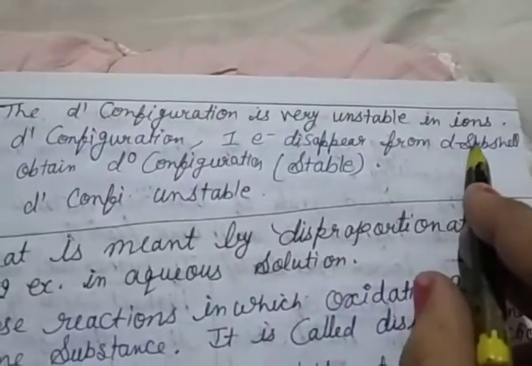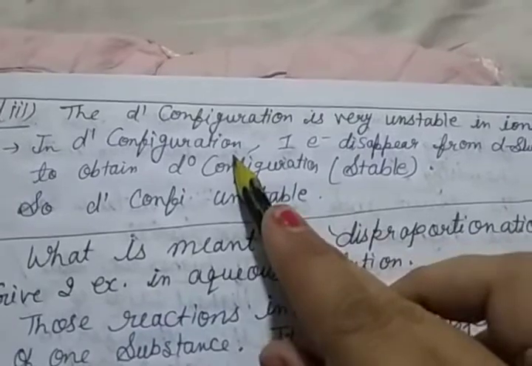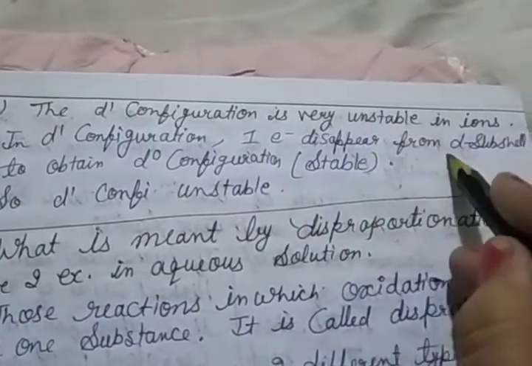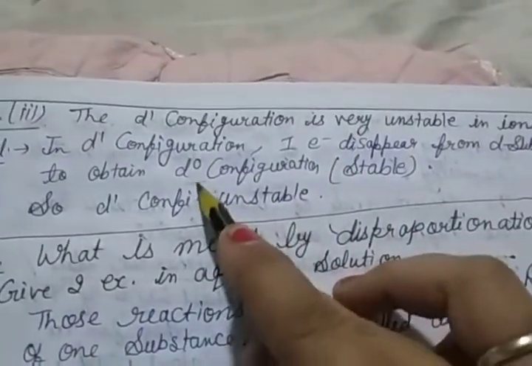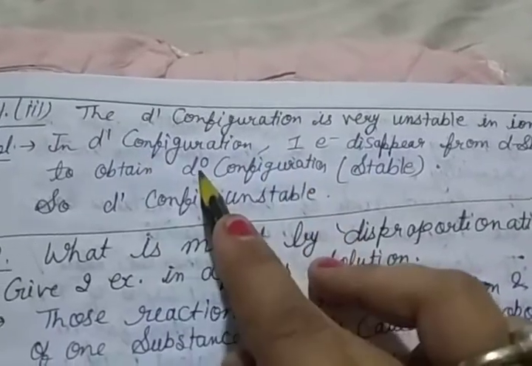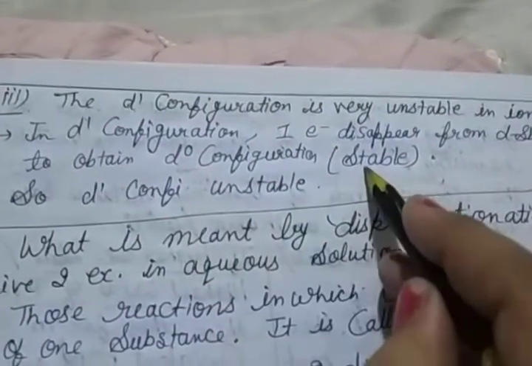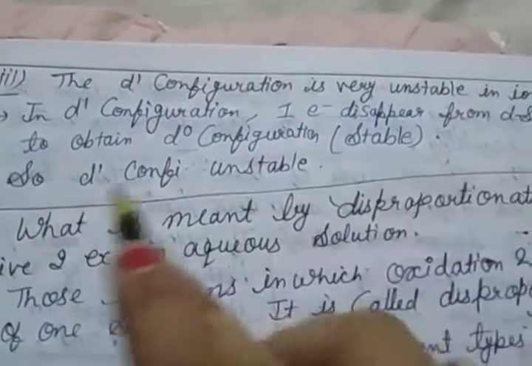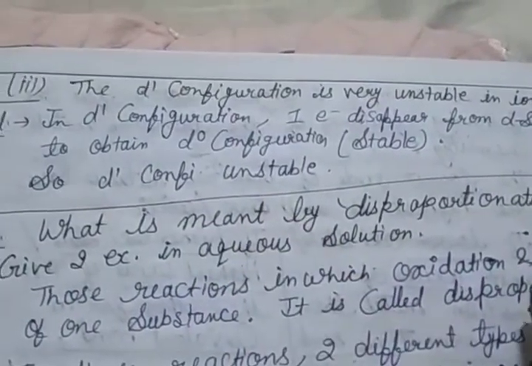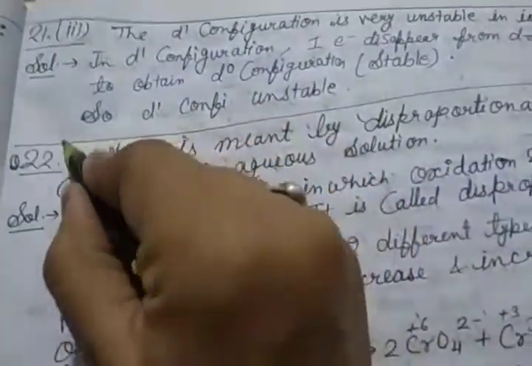Third, the d1 configuration is very unstable in ions. So d1 means 1 electron is present in the d subshell. When it is removed, the configuration obtained is d0, vacant, which is a stable configuration. So the d1 configuration is unstable. Okay, next question.